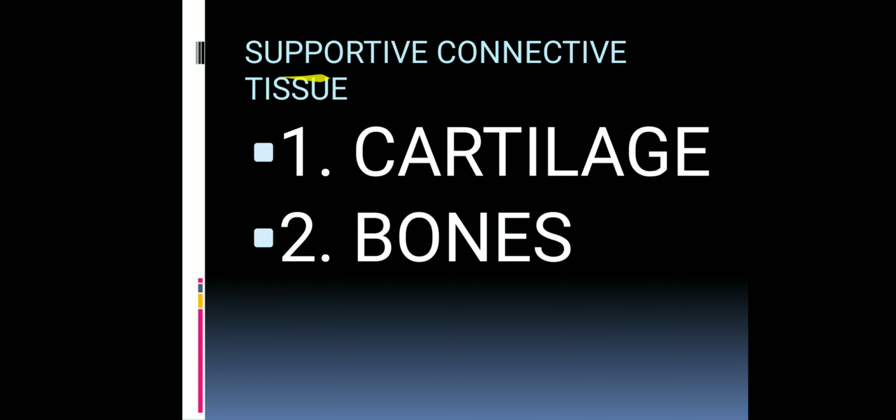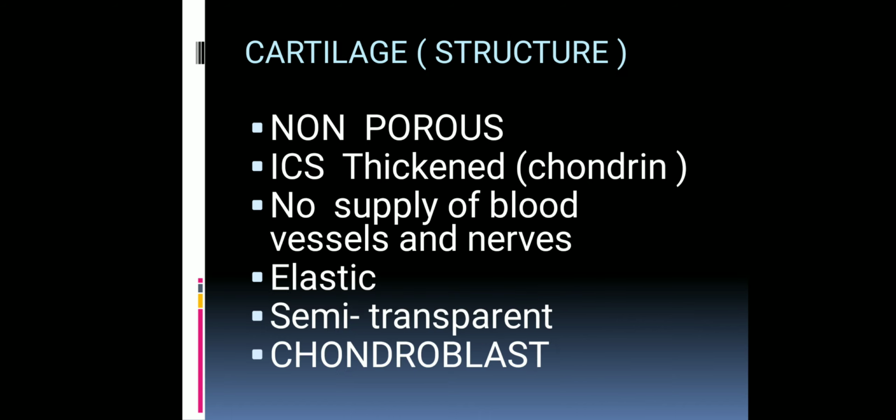As the name suggests, this tissue will provide support to our body. There are two basic types of supportive connective tissue, that is cartilage and bones. We will discuss the structure, location and function of cartilage and the structure, location and function of bones. Cartilage is non-porous, and the intercellular space present in the cartilage is thickened, and a protein found in its matrix is known as chondrine.